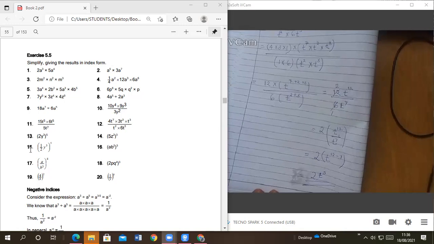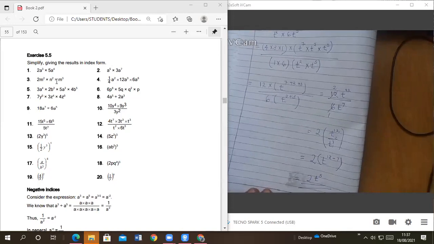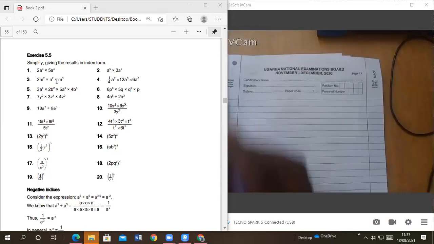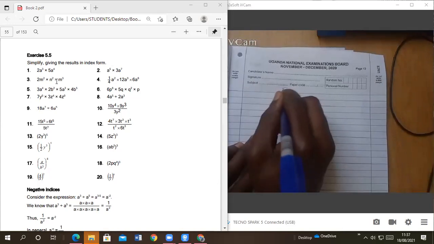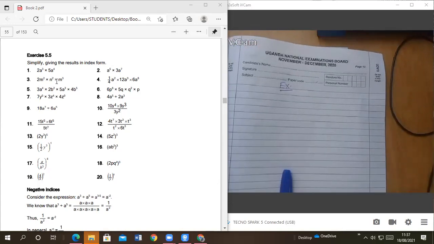Now from that question, we have done question number 15, question number 12, and question number 18. Can you answer the rest? Work out the rest. I'm waiting for the answer. We are starting with number 1, exercise. Teacher, should we do all? Yes, do all of them apart from the ones we have done: number 15, number 12, then number 18. Do the rest.